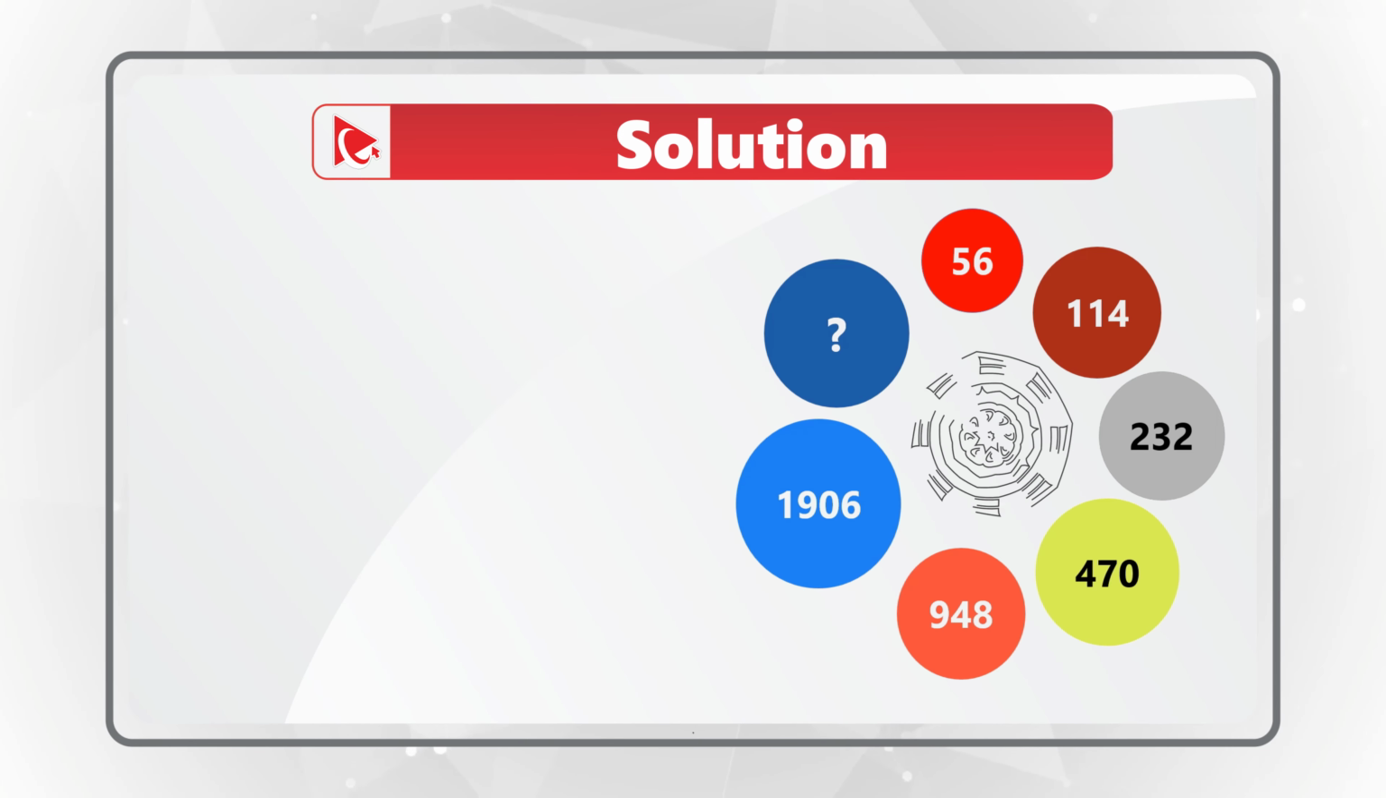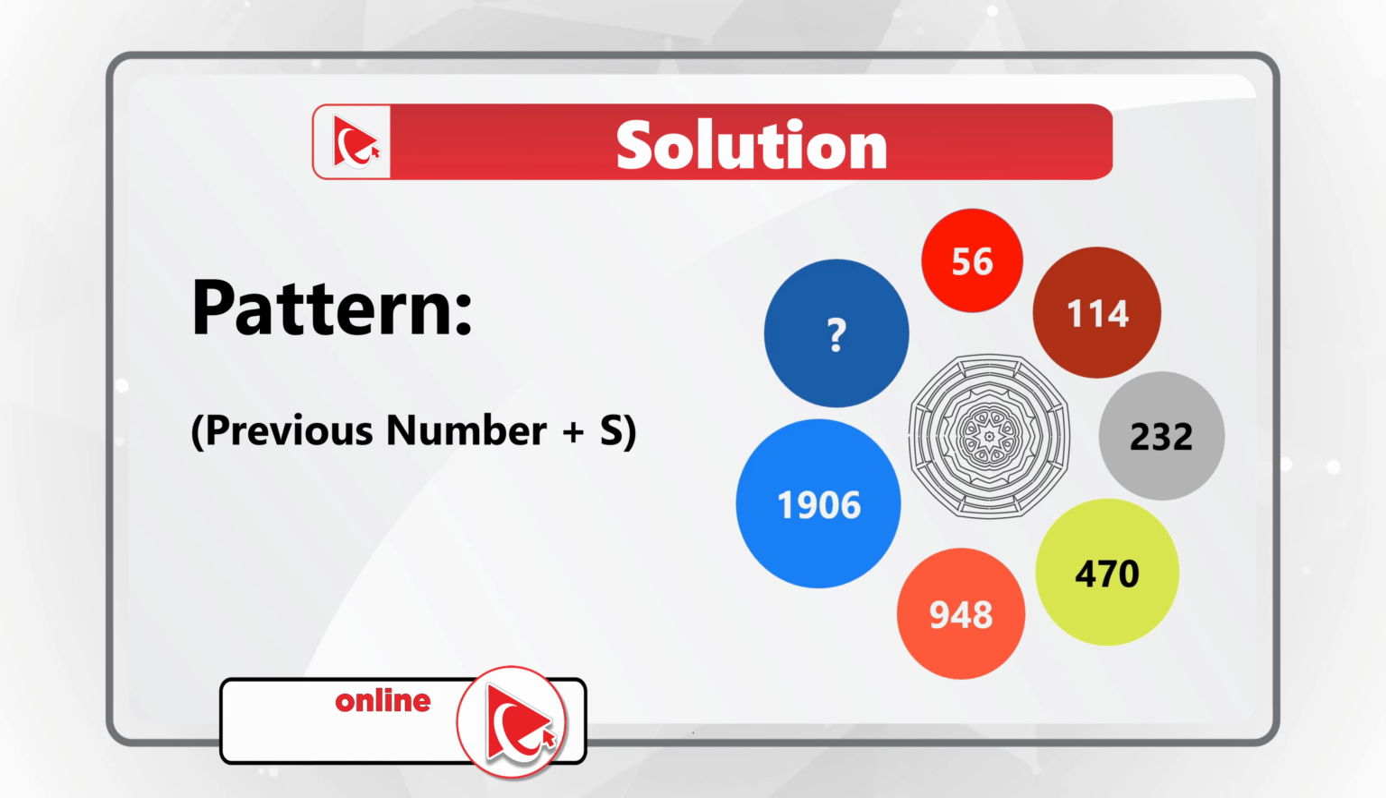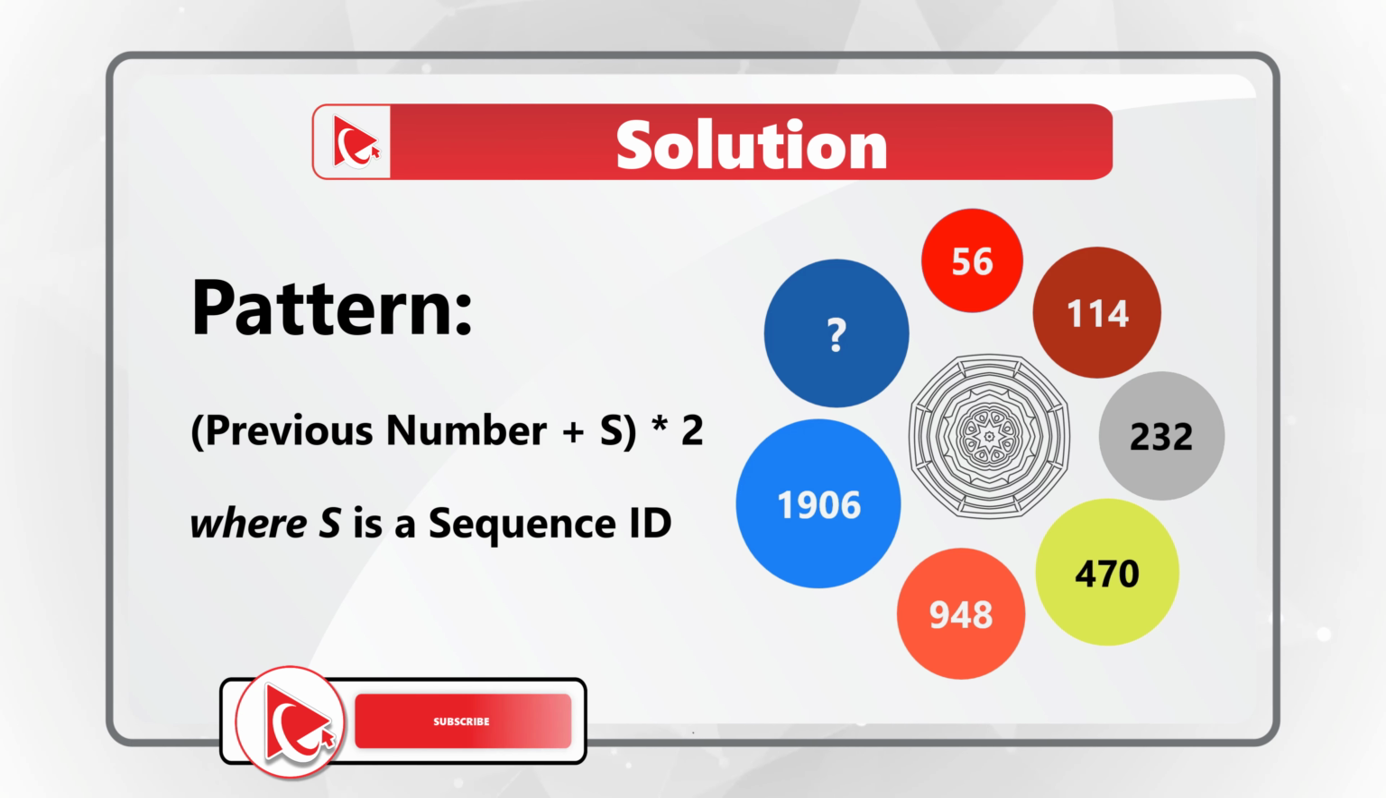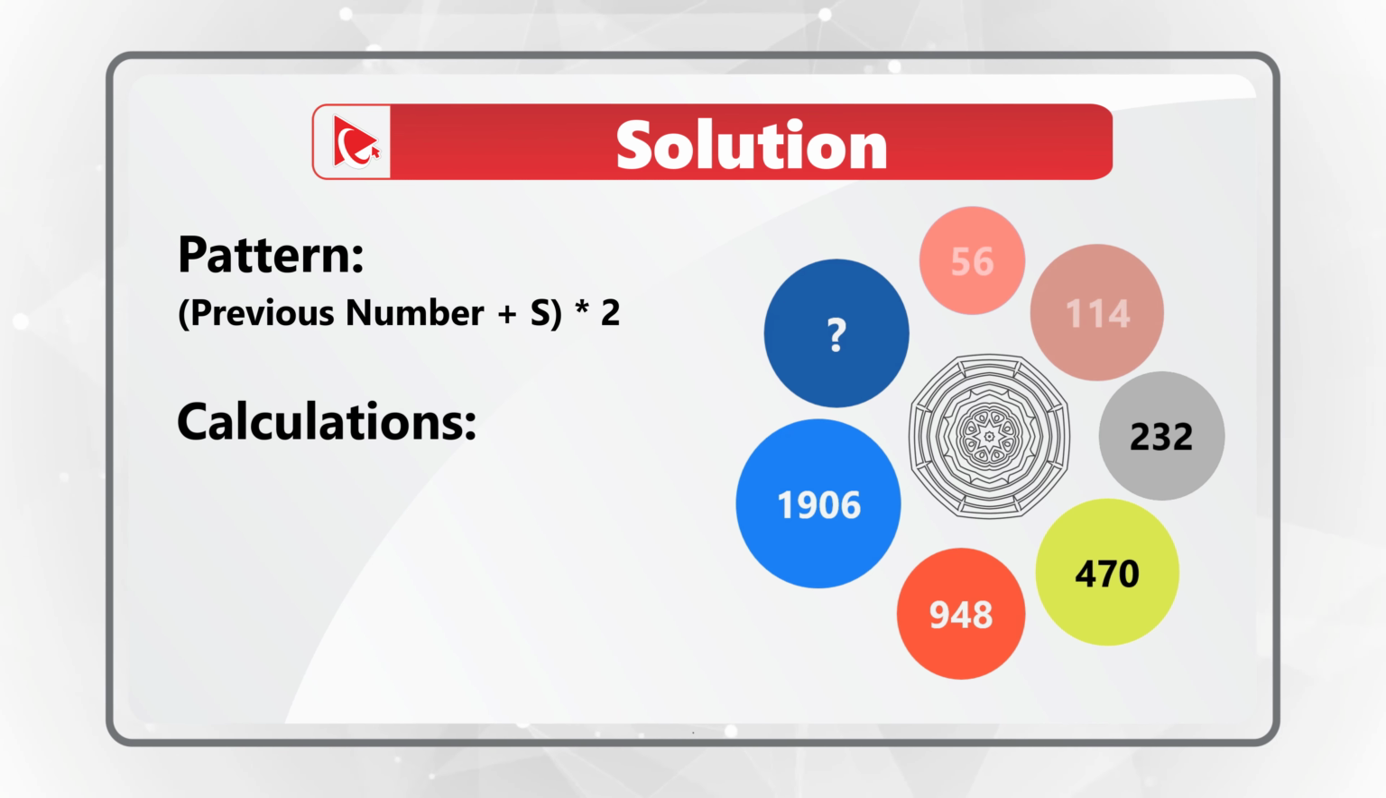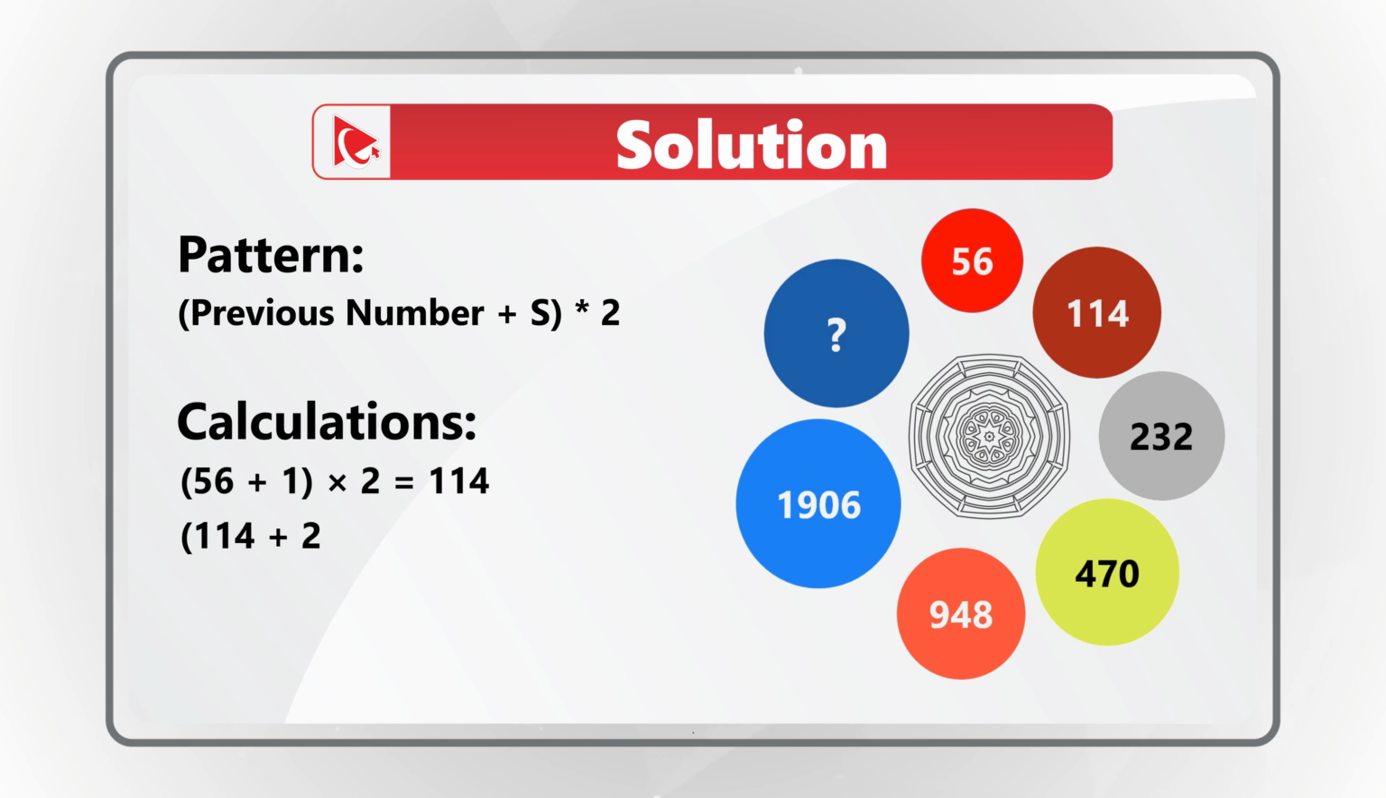The pattern here is previous number plus the sequence number multiplied by 2. And you have to add previous number to the sequence before doing multiplication. So let's look at the simple calculations. The first number in the sequence is number 56. If we add 1 to 56, which is the sequence number, then multiplied by 2, 57 multiplied by 2 is 114. Let's do the same thing to number 114. 114 plus 2 multiplied by 2 equals 116 multiplied by 2, which is 232.